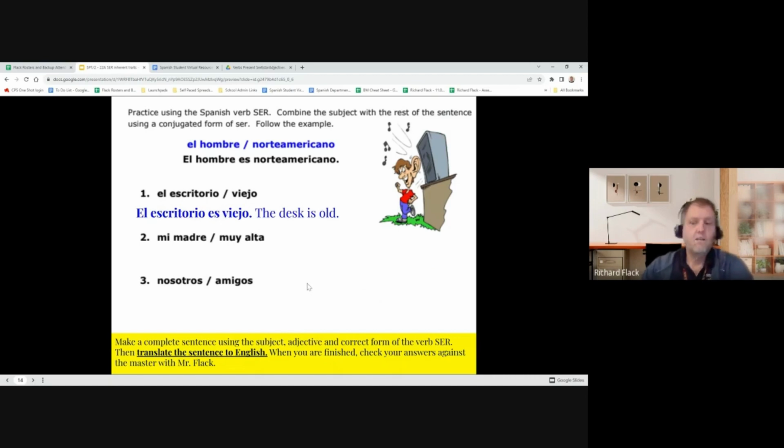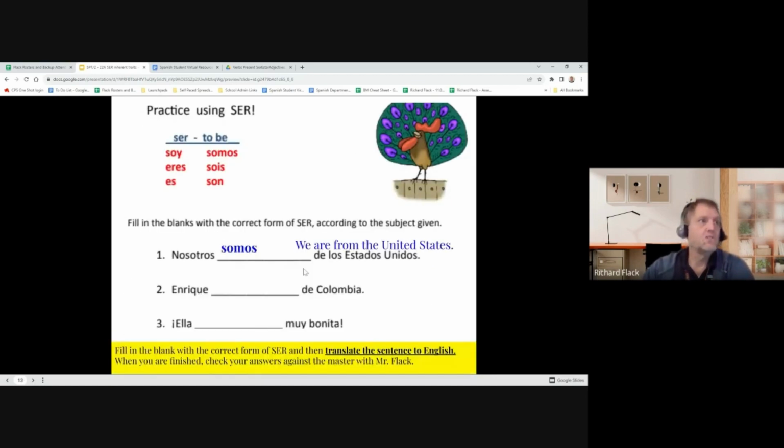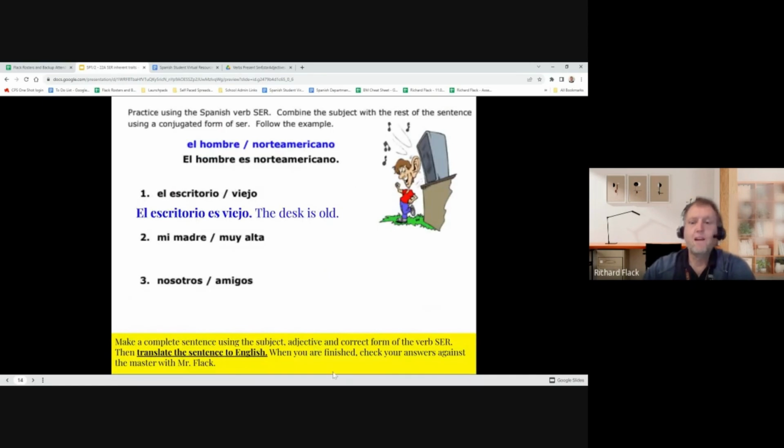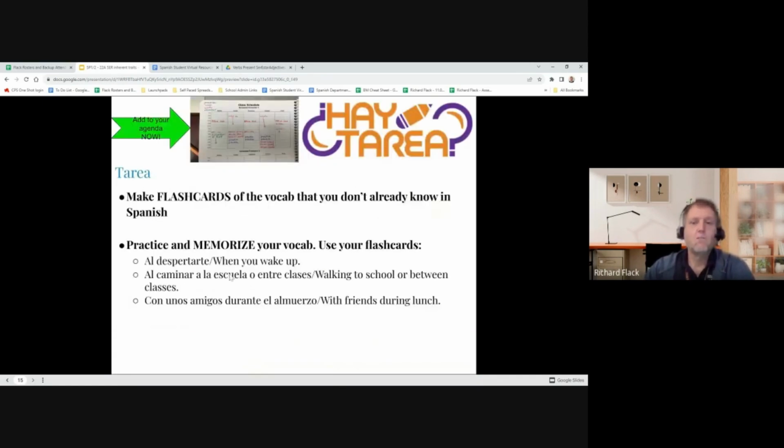When you're done, both with this worksheet and this worksheet, come find me and get the master copy to check your work. As always, make sure you made flashcards of the vocabulary that you don't already know, and then use those flashcards to practice and memorize your vocabulary.